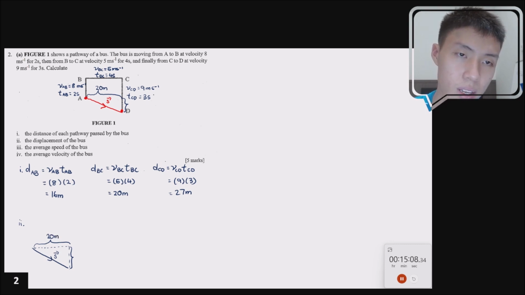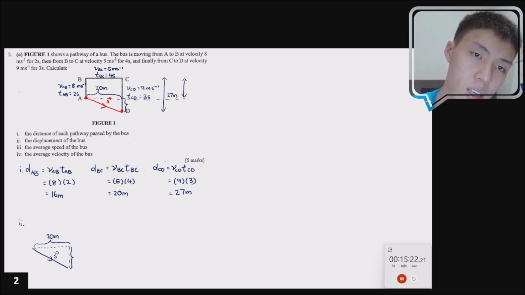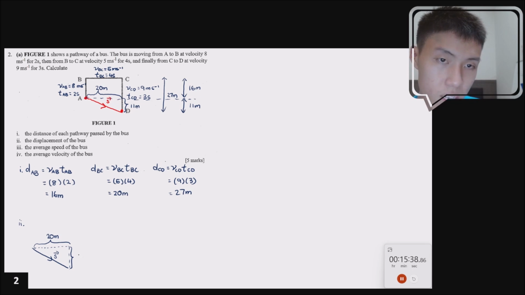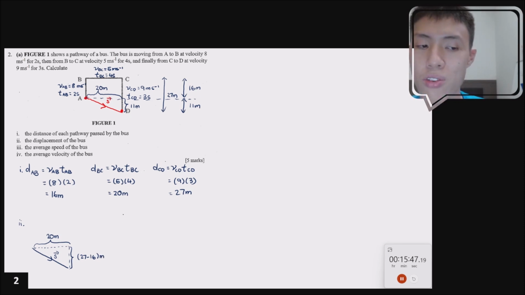But for this one, it can get a bit tricky. We know that the whole distance here is 27 meter. And we know that just this single portion from A to B is 16 meter. So if you take 27 minus 16, you're able to get 11, and that's the distance over here. Okay, distance over here is 11 meter. So what I should write is 27 minus 16 meter. Okay, so now I know the x component, I know the y component of displacement already.